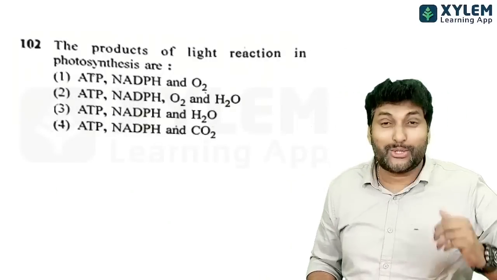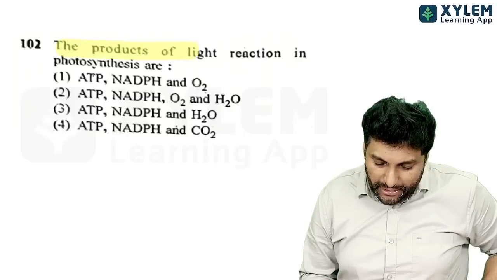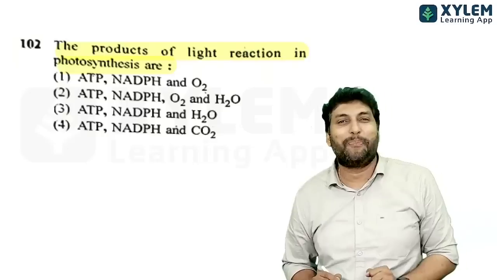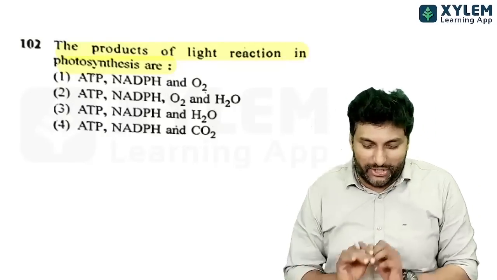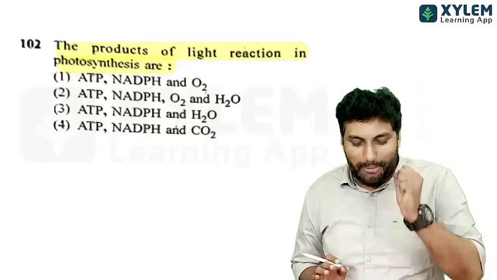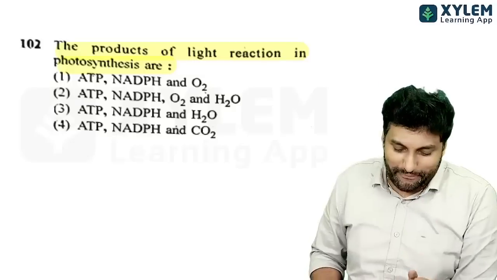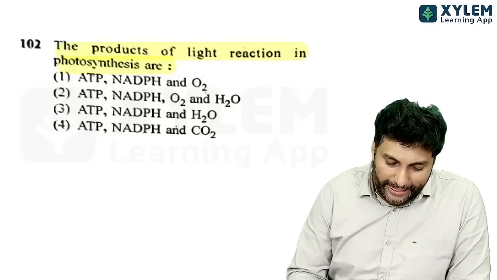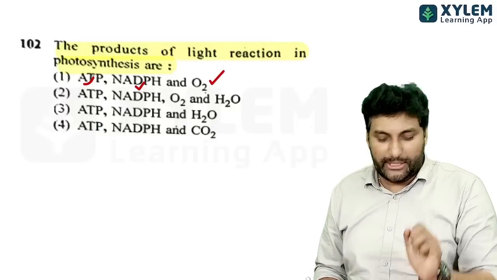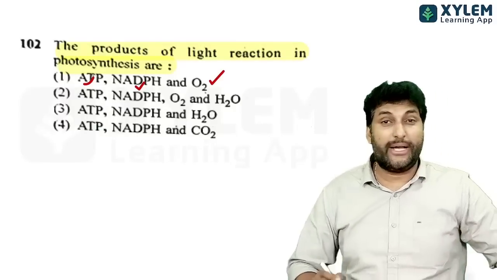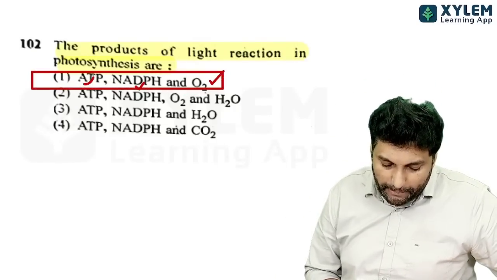102 actually belongs to the photosynthesis chapter. The question was like this: the products of light reaction in photosynthesis are. So there are two close options. ATP and NADPH are very much similar. But the third one, whether it is oxygen and water or carbon dioxide, is a confusing one. So the right choice goes to ATP, NADPH, and O2 oxygen. Actually, these three are the products of light reaction in non-cyclic photophosphorylation. So the right choice goes to number 1.